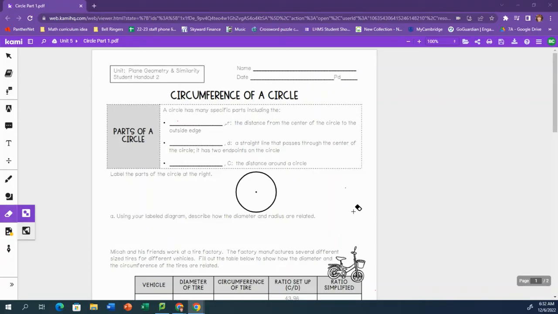A circle has many specific parts, including the radius. So let's make sure we have our drawing. There we go. Including the radius, and that's the distance from the center of the circle to the outside edge. So this is the radius. Right there, let's label that. That's the radius. Be sure you're writing this down.